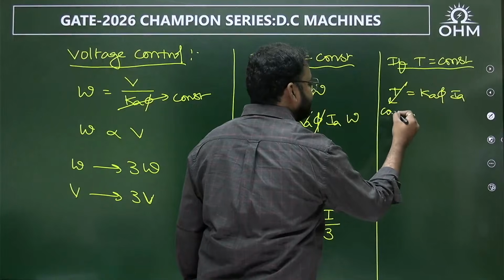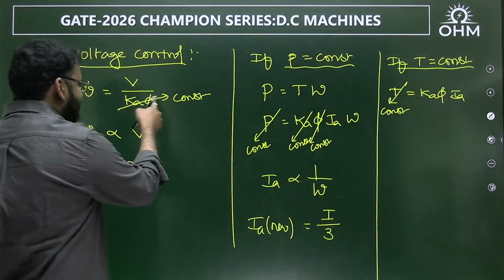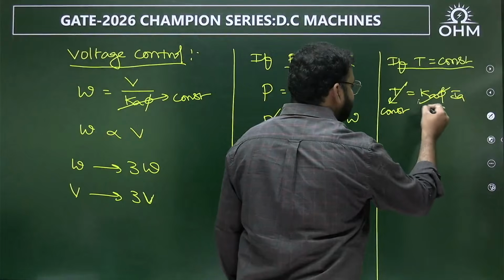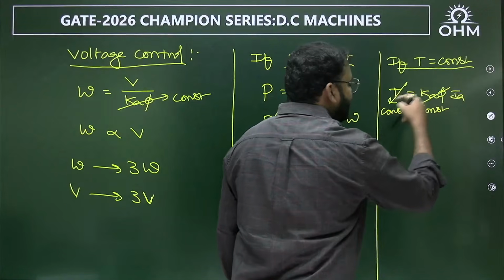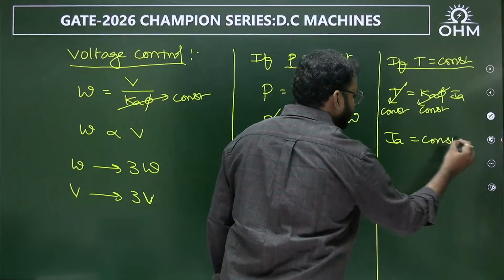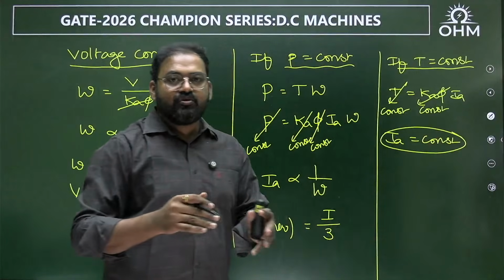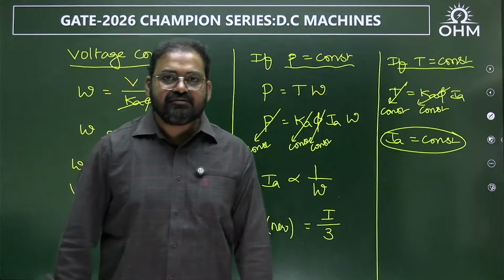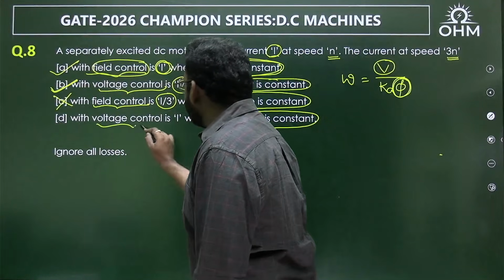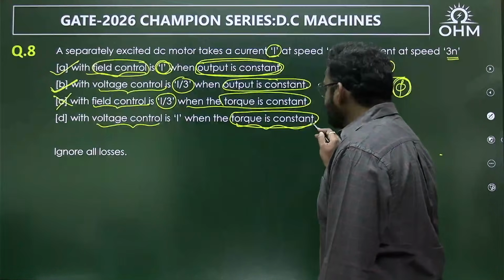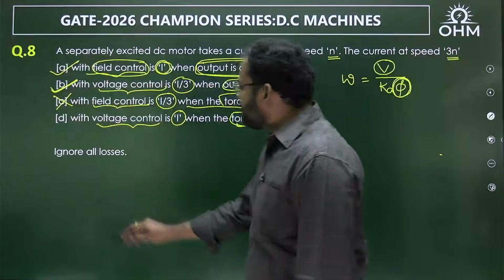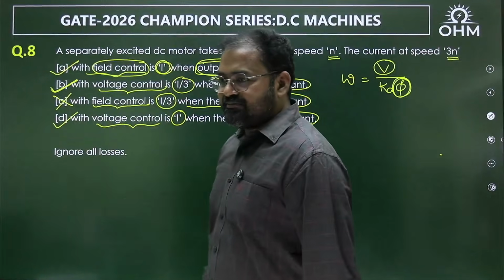Torque is constant. In this question, flux is also constant because it's a voltage control method. Torque constant, flux constant. That means Ia is constant. Ia is constant means the new current must be I. So this is the voltage control method. When the torque is constant, the new current is I. Current is constant. Therefore, the last option is also correct.